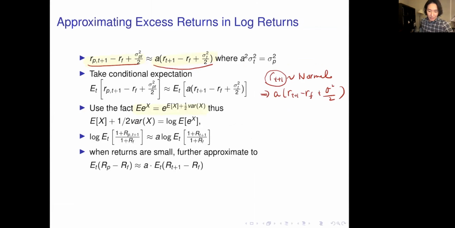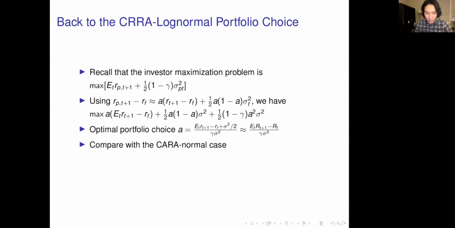We can apply the previous formula here, and then the expected return on the log risky asset is simply A times the excess return. Okay. Now, the investor maximization problem, if you recall from the previous slides, it is given like this. Okay. Now, using the linearization that we did before, plugging in, and the maximization problem becomes like this. Okay. Now, what do you do? You take derivative with respect to A, and this is what you get. Okay.